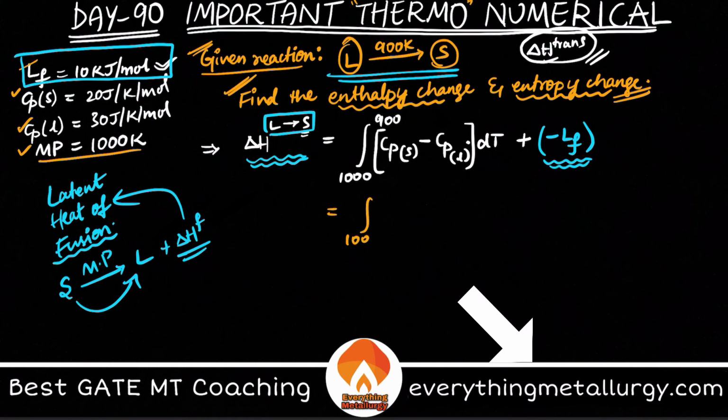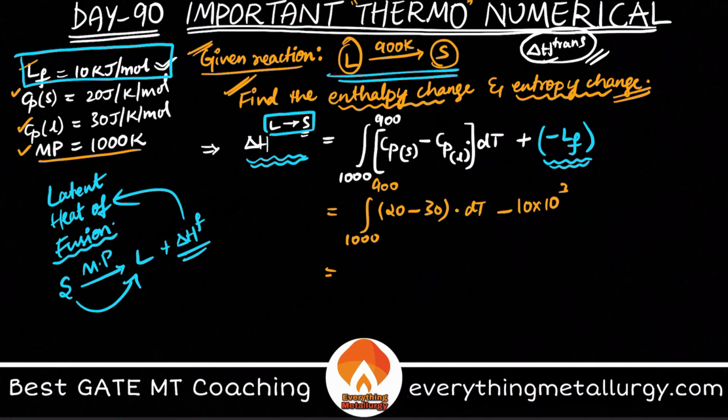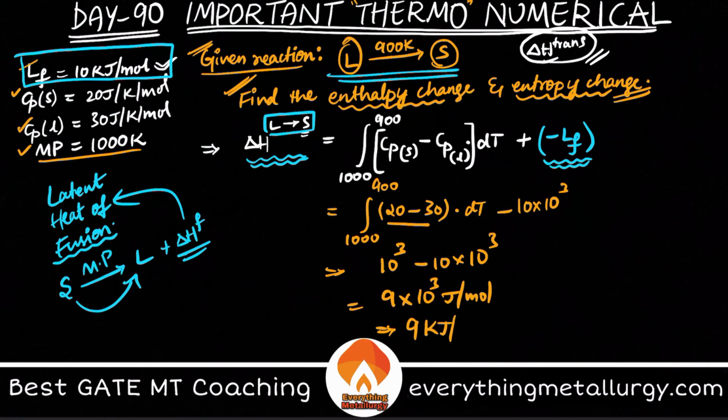This is the integration from 1000 to 900 of Cp of solid, 20, minus Cp of liquid, 30, into dT, plus, I'll directly take negative, 10 into 10 cube, kilojoule they said, right? So this is minus 10 into minus 100, so this will be plus 10 cube, minus 10 into 10 cube. So this is 9 into 10 cube joule per mole. Therefore I can write this as 9 kilojoule per mole. So this should be your answer.